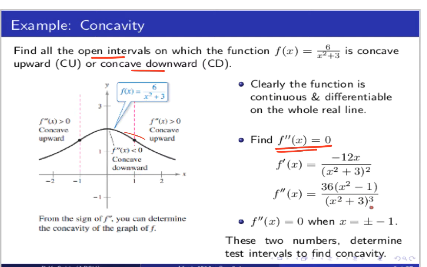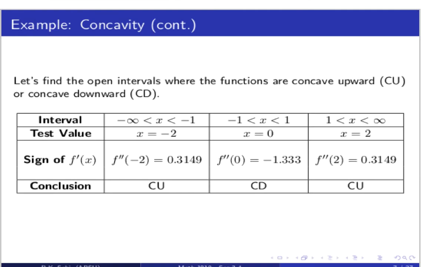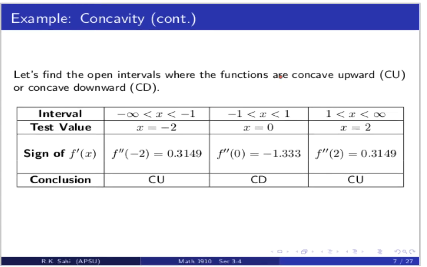Now we want to find these test intervals, right? So what you do is you set the second derivative to be 0. So we get 2 points, plus or minus 1. Now these two numbers will tell us the test intervals to find the concavity. So what we're going to do is create a little table.